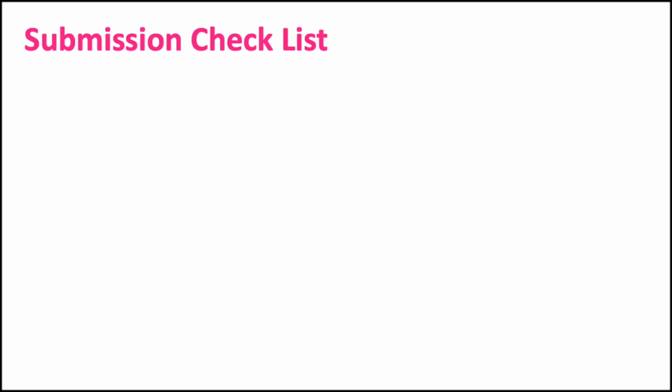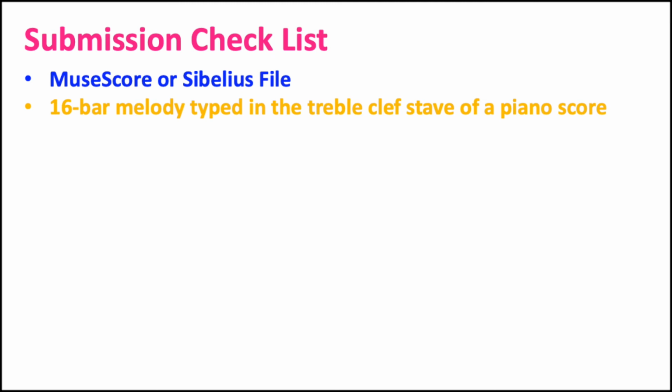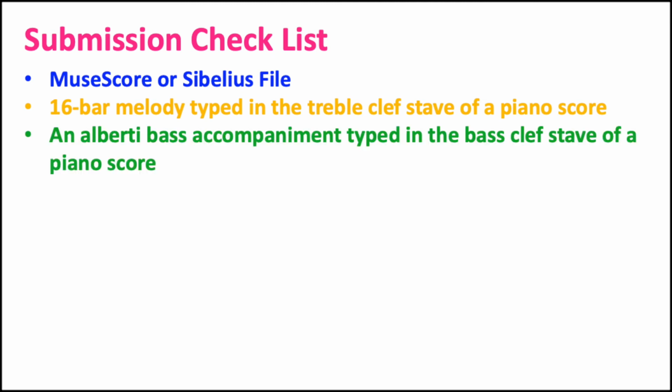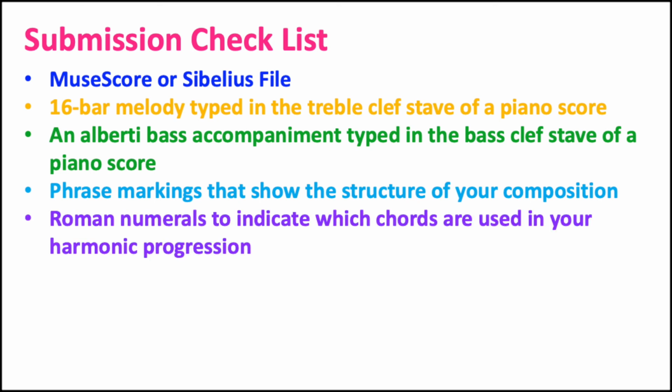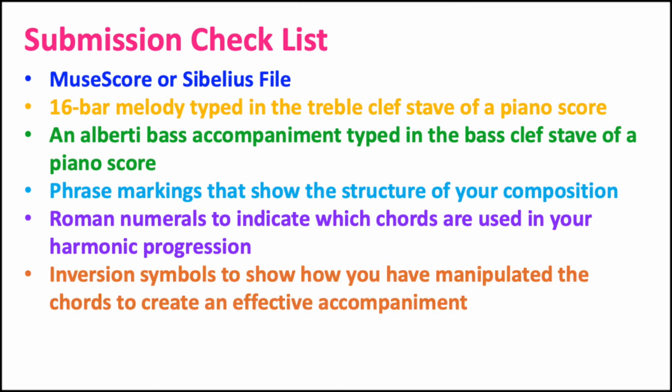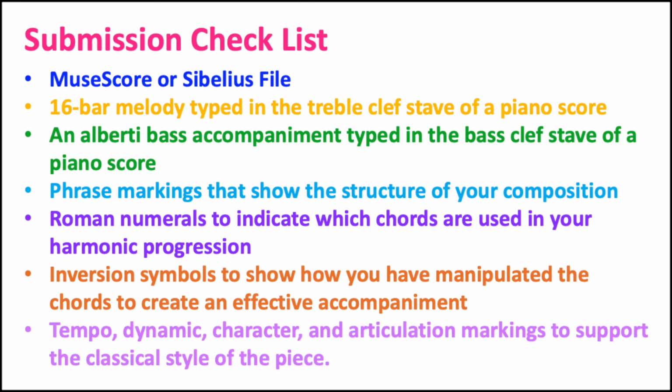To present this section of your project, you will need to submit a MuseScore or Sibelius file containing the following elements: a 16-bar melody typed in the treble clef stave of a piano score, an Alberti bass accompaniment typed in the bass clef stave of a piano score, phrase markings that show the structure of your composition, Roman numerals to indicate which chords are used in your harmonic progression, inversion symbols to show how you have manipulated the chords to create an effective accompaniment, and tempo, dynamic, character, and articulation markings to support the classical style of the piece. This is what a complete project should look and sound like.